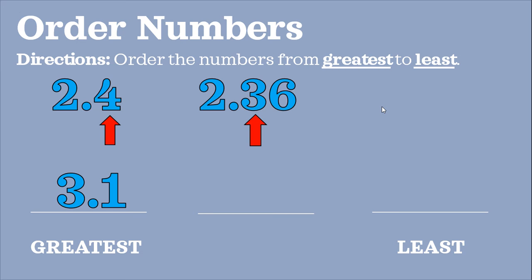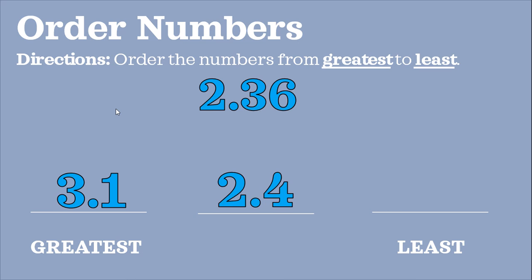We're going to compare the tenths place now. We have 4/10 compared to 3/10. 4 tenths is bigger, so 2 and 4 tenths is going to go in the center, leaving 2 and 36 hundredths to be our least number.